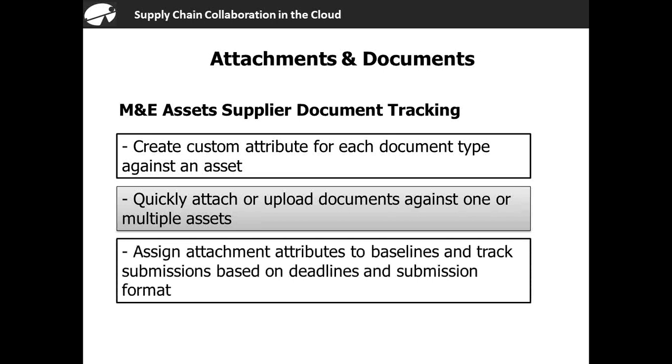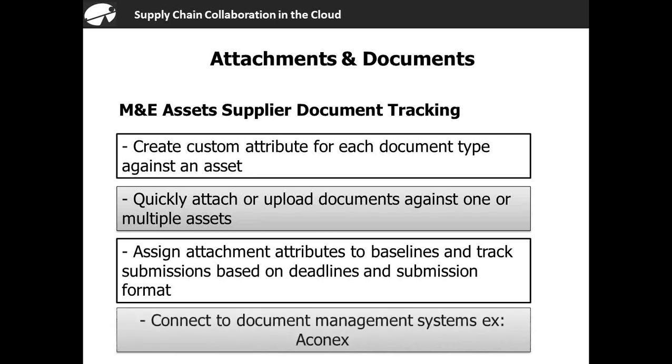And then, as I said, any attribute can be assigned a baseline and can be tracked. So we are able to assign attachment attributes to a baseline. Then we are able to track that submission based on deadlines, which is basically times, and also the submission format, whether this attachment was supposed to be a PDF and it's not, and things like that. And then finally, system-wide uses a document management system already called Aconex. So we are connecting directly with Aconex to fetch documents and track them.